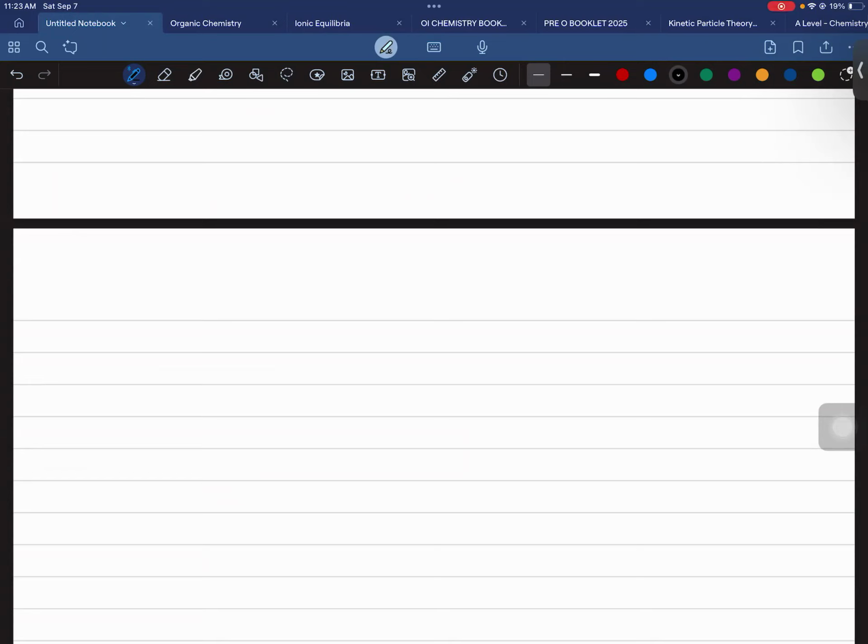Can you write down the lattice energy equation for the formation of magnesium nitride? Can you write it down? Let me tell you the formula. Can anyone tell me the chemical formula of magnesium nitride?